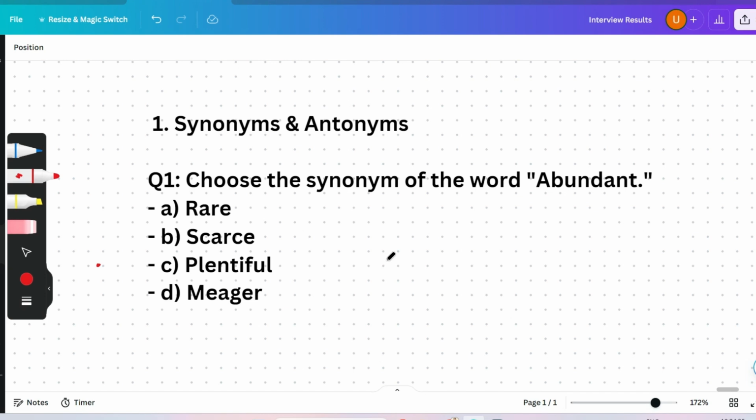So let me explain. Actually, I have covered full videos regarding synonym antonym, and there I have told some tips. So please cover those. So let me answer. In this case, the correct answer will be plentiful. Because abundant means having plenty or a large quantity of something, and plentiful is also available in large quantities. That is the meaning, so plentiful will be the correct answer.